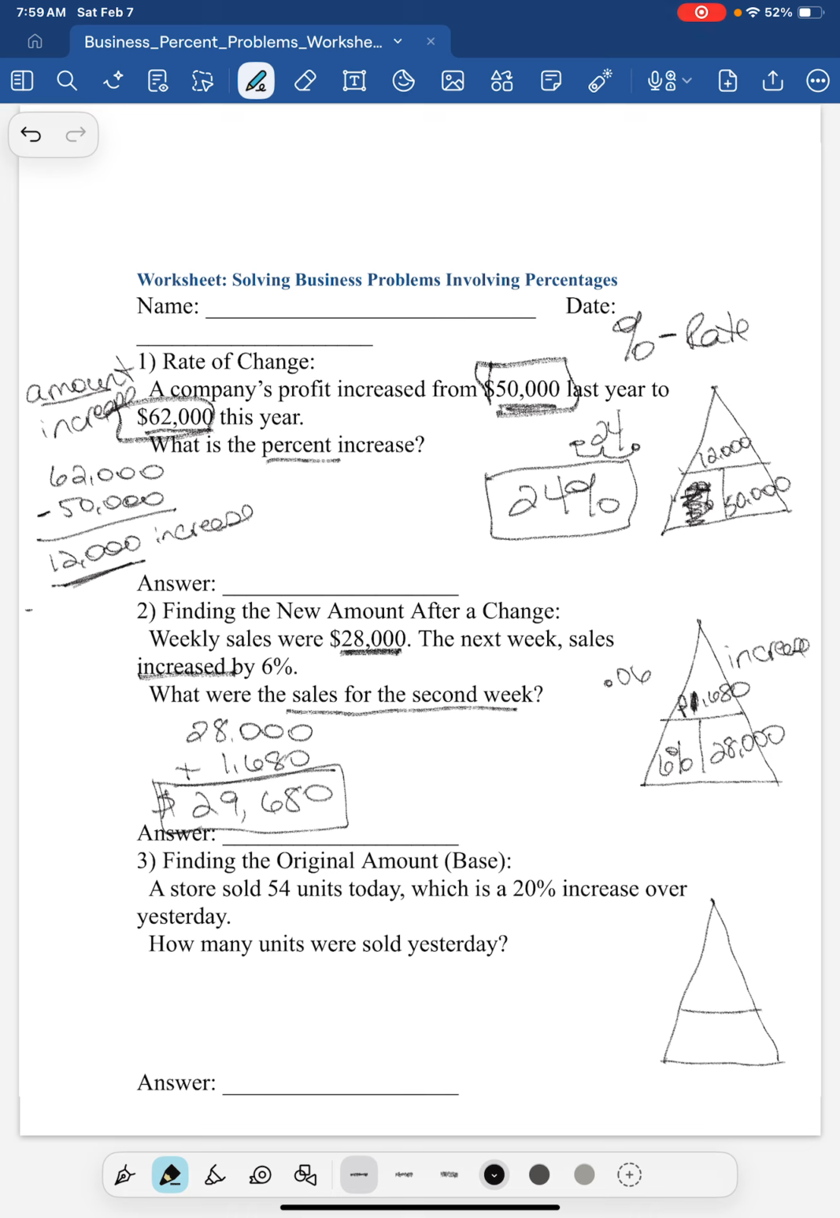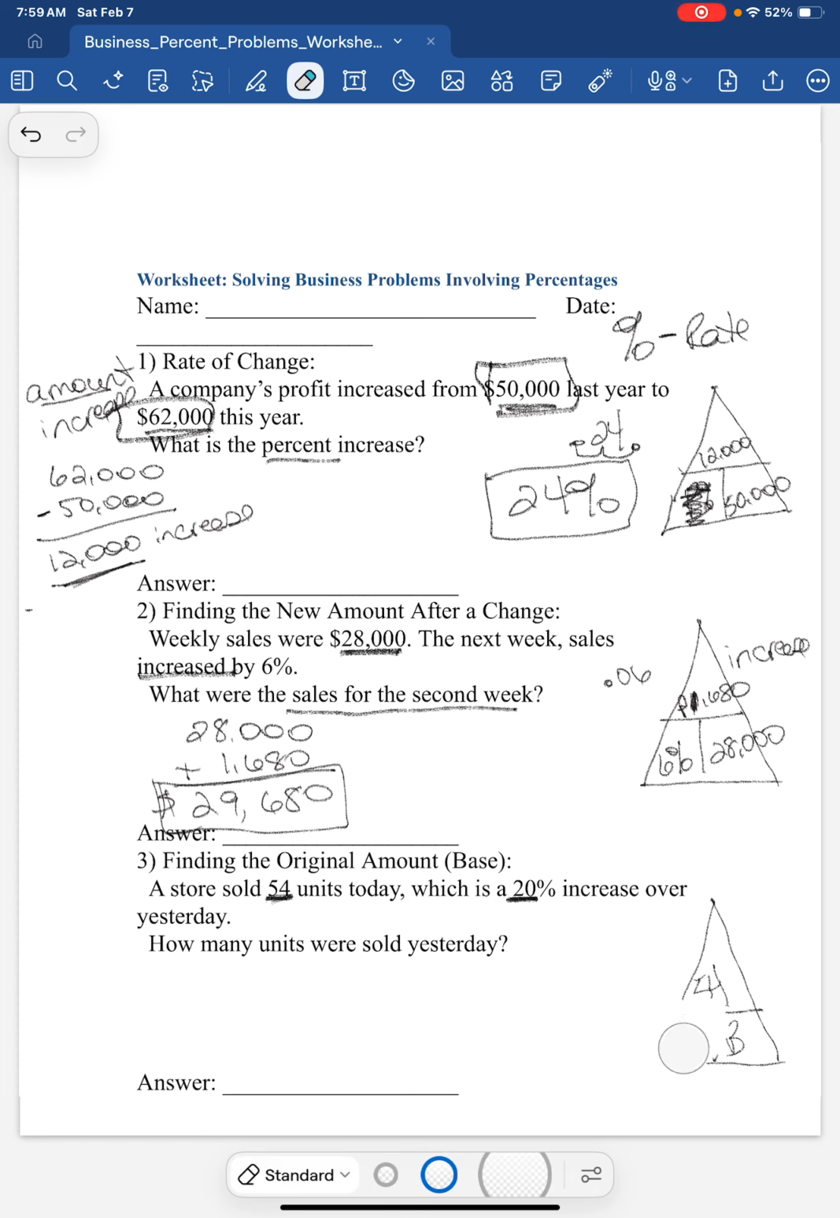And we see that we had a 20% increase to get us to what we're looking for. We sold 54 units today. Now, it's going to seem strange to you that 54 is your portion because it's going to be bigger than what we find here. But you can still set it here, except you have to realize one thing. This 20% is no longer actually 20%.